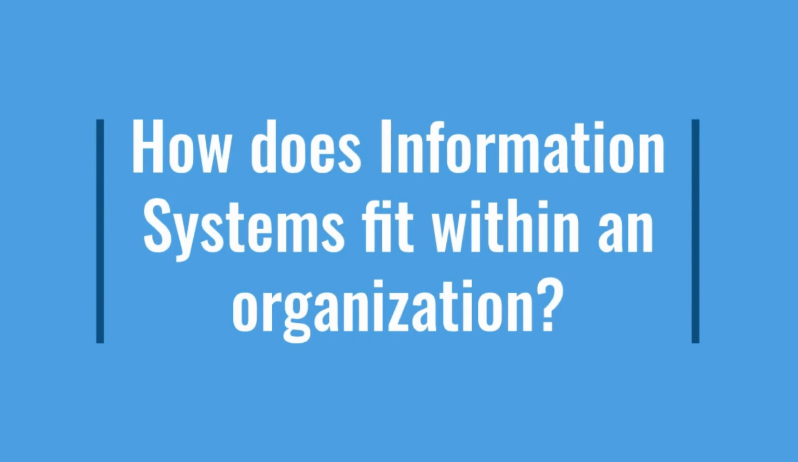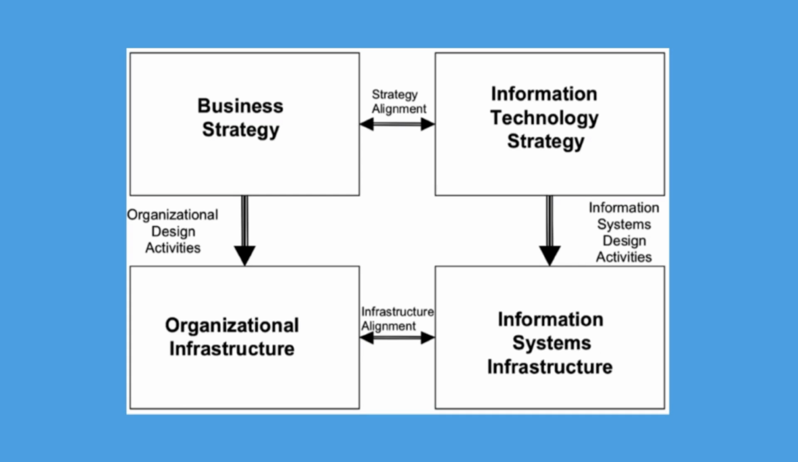So let's talk about how information systems fits within an organization. Business strategy is designed to decide what the organization needs in order to accomplish its design purpose. There is a strategic alignment between information technology strategy and business strategy. This alignment drives the information systems design and activities of the information systems infrastructure. On the other side, the business strategy determines the organizational infrastructure, which includes the design, activities, and organization, and making sure they are aligned with the business strategy.